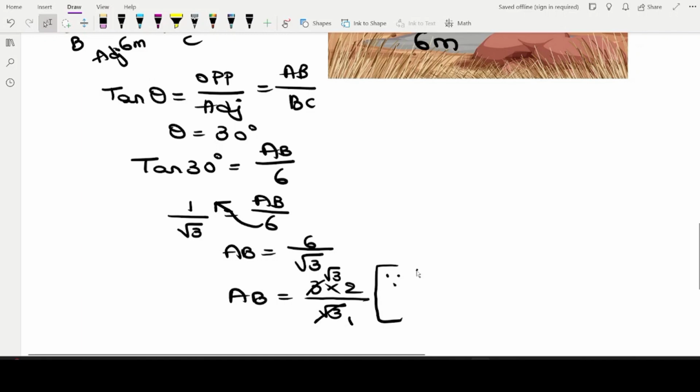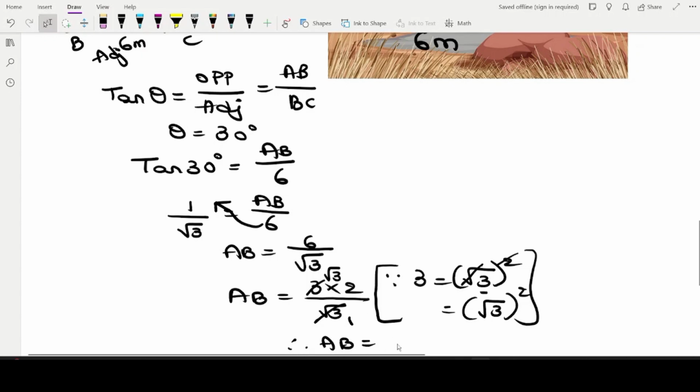So you can write 3 as root 3 here. If you cancel out square and square root, you will be left with 3 again. So we can write it as root 3 whole square. We are adding root as well as square to it, which is the same thing as 3. So 1 square and 1 root 3 will get cancelled out and you will be left with another root 3. So therefore AB equals 2 into root 3, 2 root 3 meters.